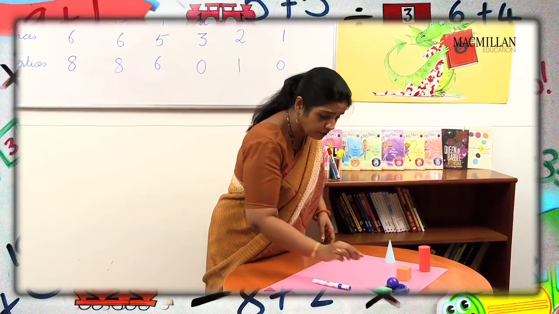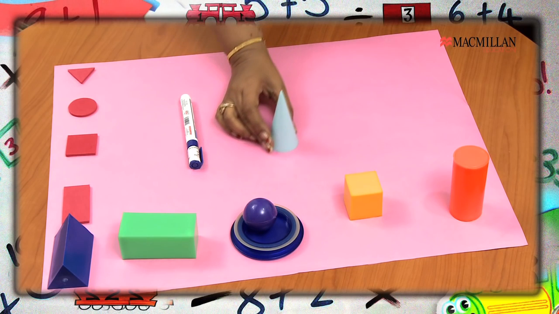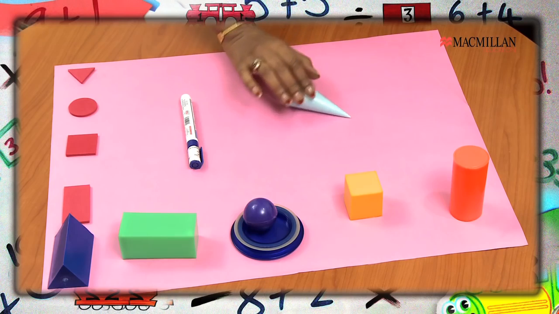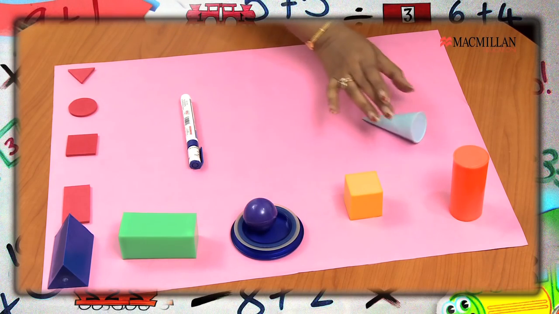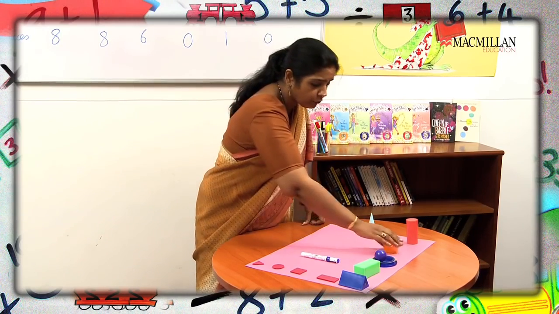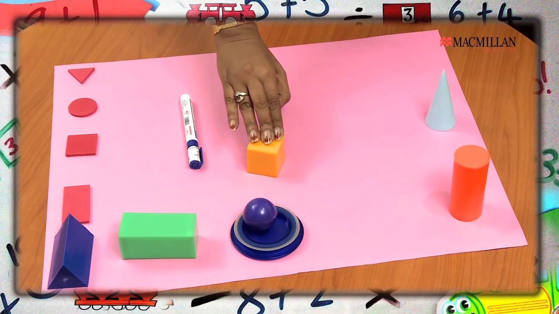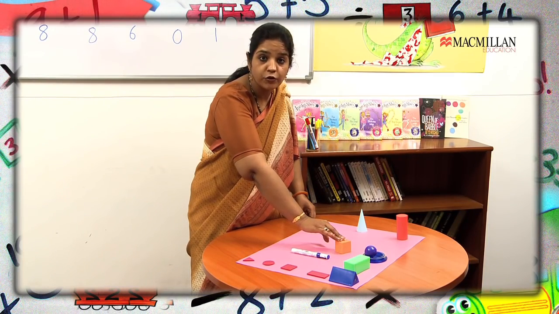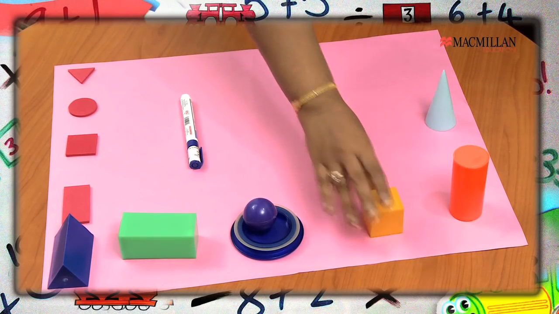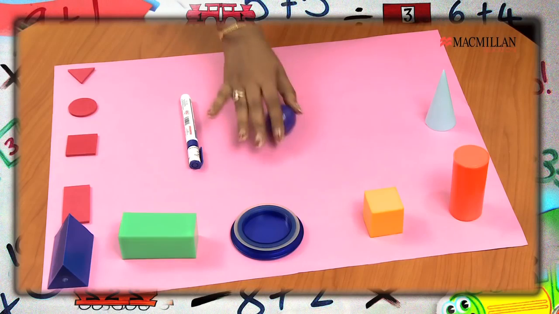Now let us talk about something else. Look at this cone here. I can shift this cone like this. That is, the cone slides, and I can also roll it like this. So it rolls as well as slides. But what about cube? Yes, I can shift it like this, but it does not roll. So it slides but it does not roll. What about sphere? Sphere can only roll around.